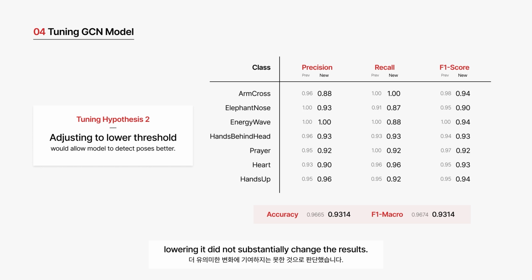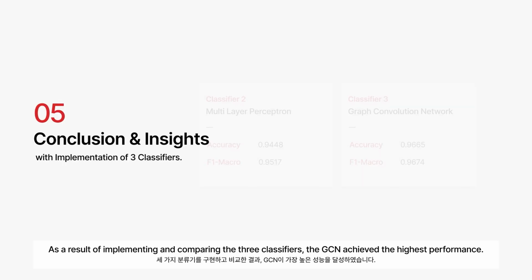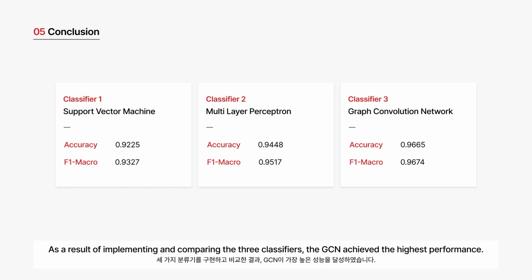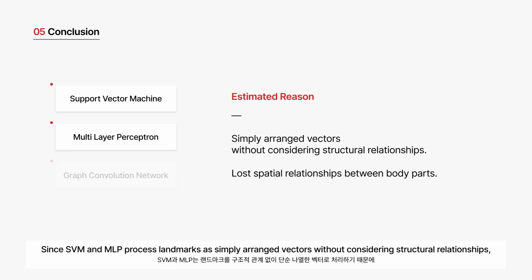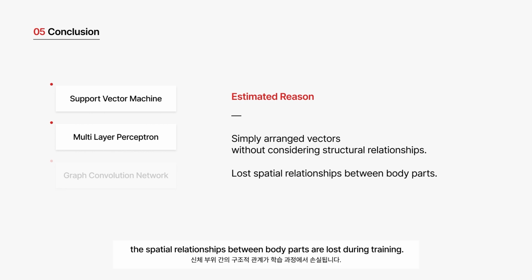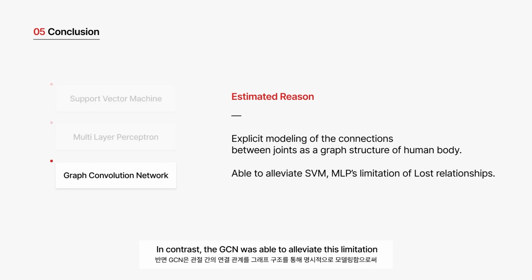As a result of implementing and comparing the 3 classifiers, the GCN achieved the highest performance, since SVM and MLP process landmarks as simply arranged vectors. The spatial relationships between body parts are lost during training. In contrast, the GCN alleviates this by explicitly modeling the connections between joints as a graph.